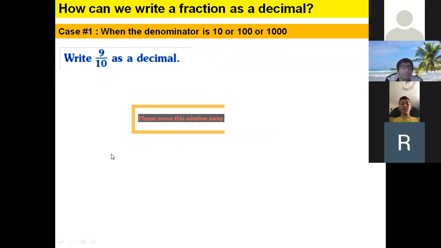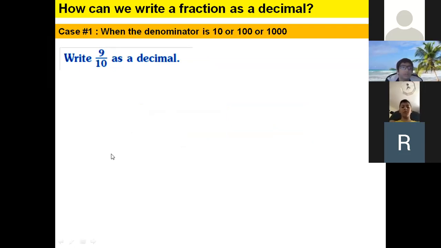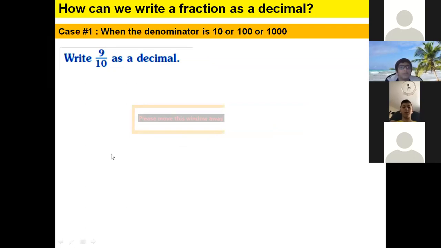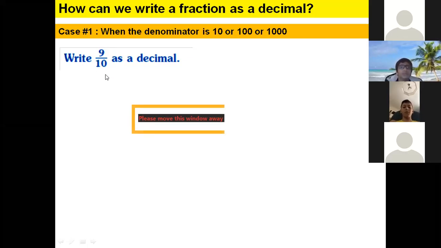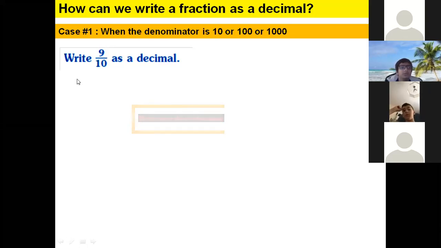How can we write a fraction as a decimal? There is a very important note that you should know about fractions. When you need to write them as decimals, you should have powers of 10 in the denominators: 10, 100, 1,000 all the time. If we don't have 10, we should make it 10 by multiplying it by something, or to make it 100 or 1,000. And if we can't make it any power or multiple of 10, there is something we should do. We will talk about it.